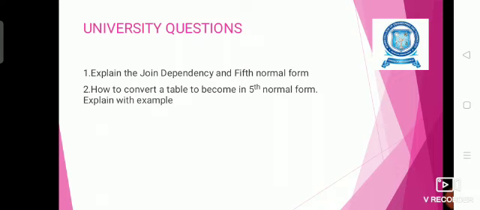Now let us see the possible university question in this topic. Explain the joint dependency and fifth normal form. How to convert a table to be in fifth normal form, explain with example.